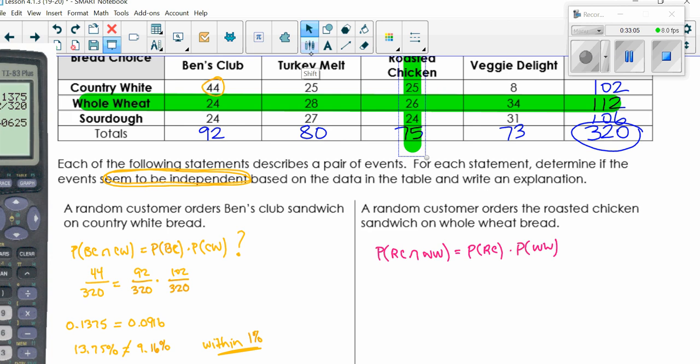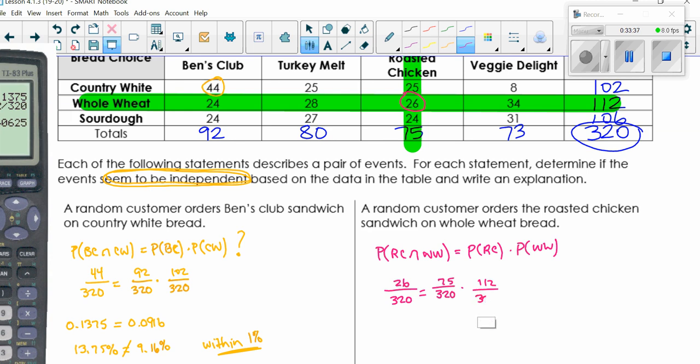Okay, so by looking at these two columns, I can see that the probability of roasted chicken and whole wheat is their intersection, which is at 26 right here. So 26 out of 320. The probability of roasted chicken is this entire column, which is 75 out of 320. And then times whole wheat would be this entire row, which is 112 out of 320. And the nice part is that the numbers are all right there for you.